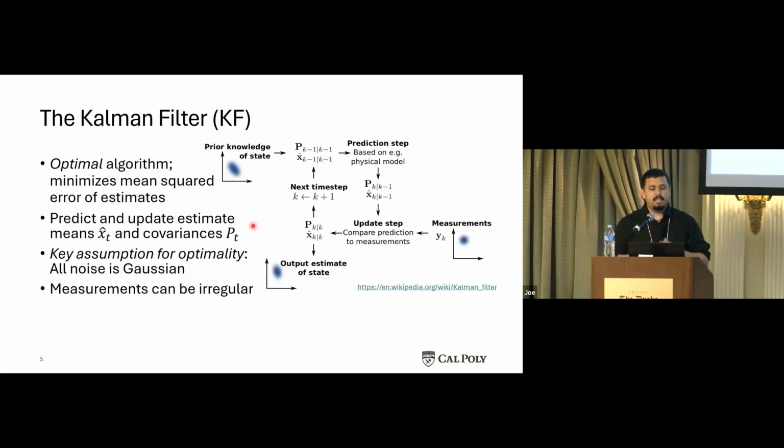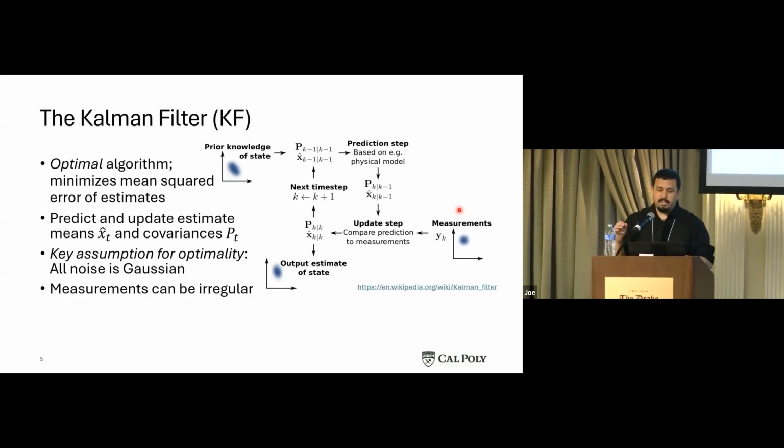So one of the things that is nice about the filter is that measurements can be irregular. I know this sort of seems like you're doing this periodically, but really the way the filter works is you'll be running your model and producing updates, and then as soon as you get measurements, those come in, and that's when you actually run the filter.